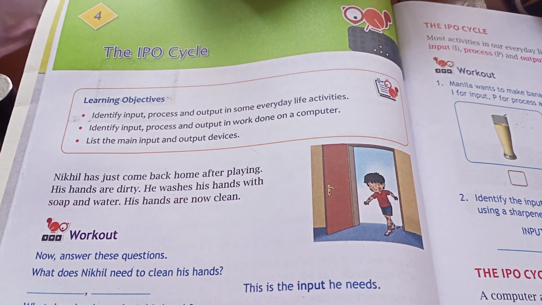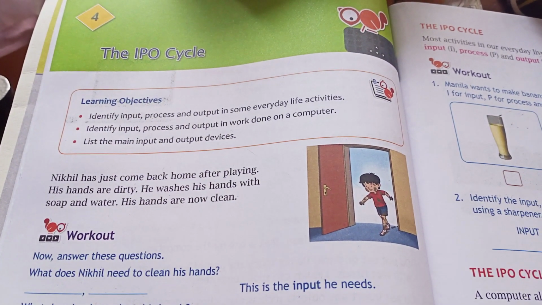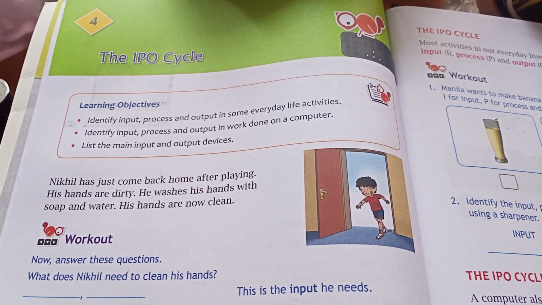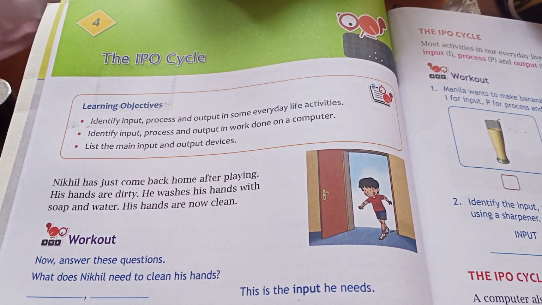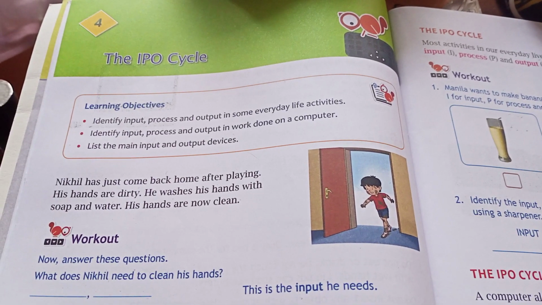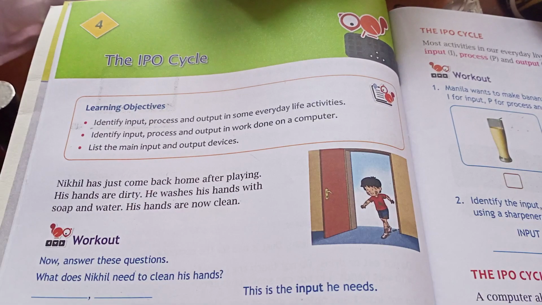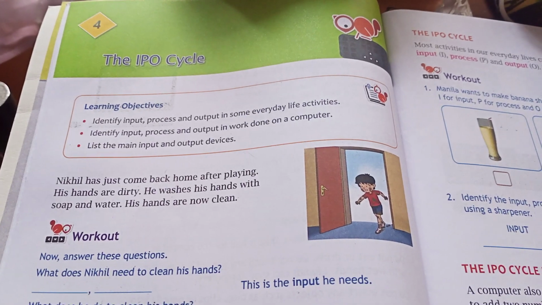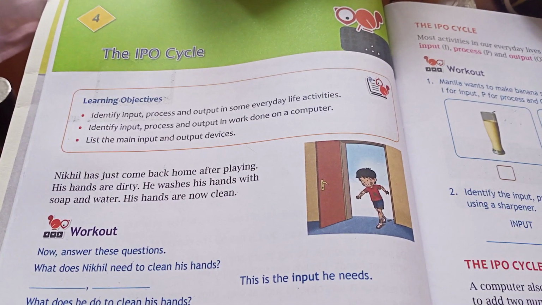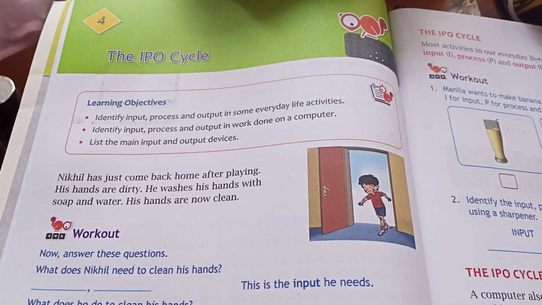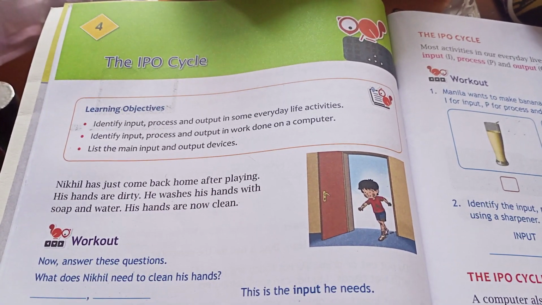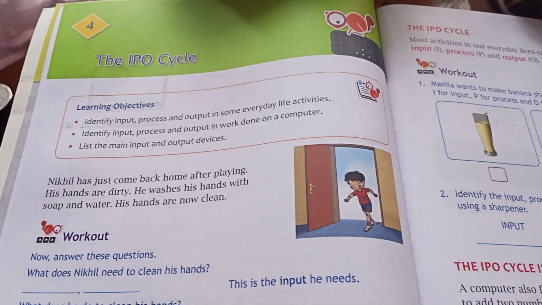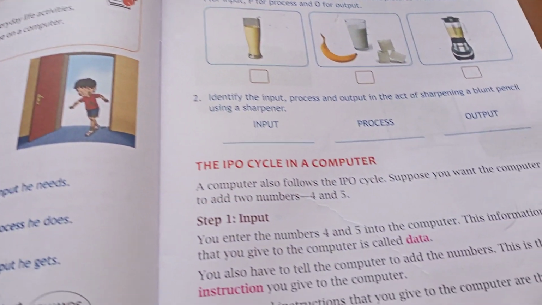We have discussed certain examples, like how to make a banana shake. And one example is already given in the chapter about a boy, Nikhil, who required soap and water to wash his hands, and the output he got was clean hands. So this is the IPO cycle in our everyday life activities. Today we will continue the remaining part.